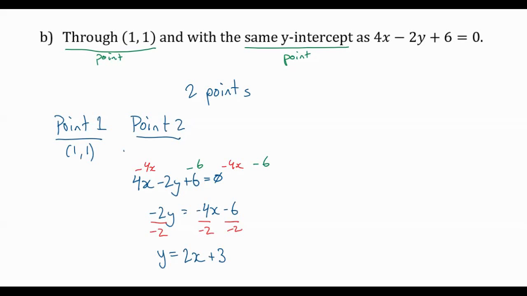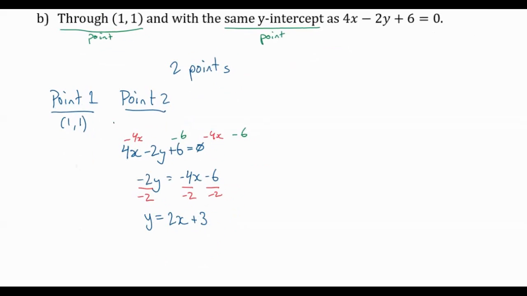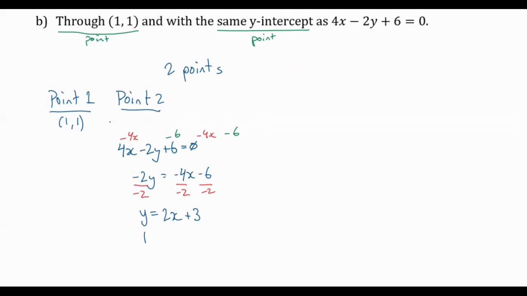I don't care about the slope of this line. The question didn't say anything about slopes. I have no idea if the slope of this line is related in any way to the line we're looking for. All it said was the y-intercept is the same. So, what's the y-intercept of this line? 3.